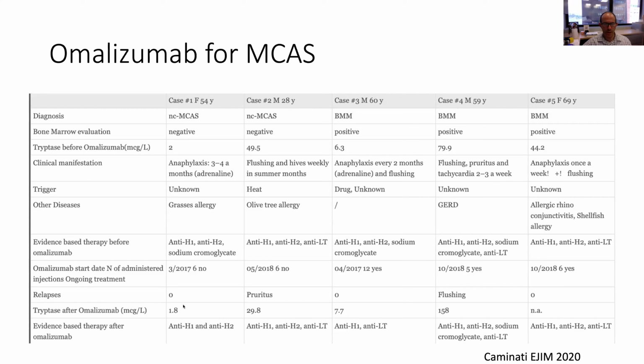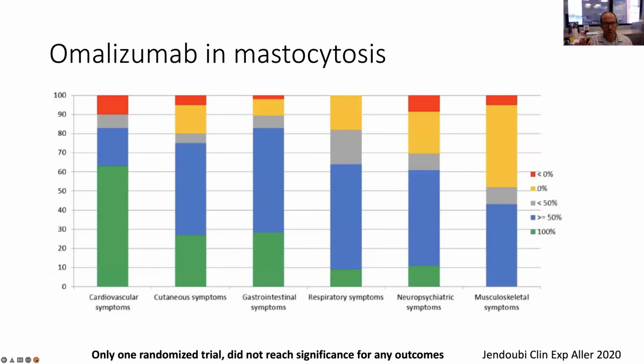There have been, which I think is an important point, in mastocytosis, or in MCAS, whether due to mastocytosis or idiopathic mastocytosis, and some of these severe patients, you can get relief of symptoms. There's only been one randomized trial, and unfortunately, in mastocytosis itself as a cause of mast cell activation syndrome, it did not reach significance for any outcomes, but perhaps the N was not big enough to really be sure about it.